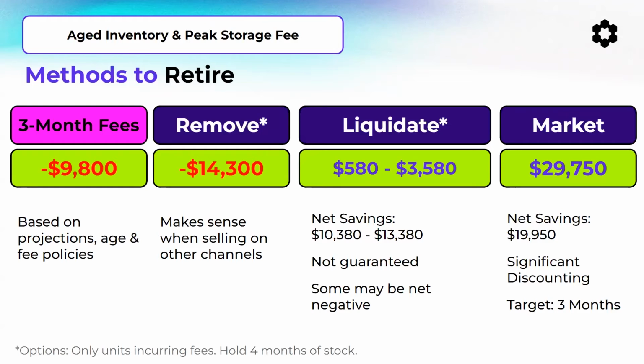And then the other side of that is to know how much of your stock is aging, because stock ages at different times. I may have 1,000 units and only 200 are aging, and the other 800 are at 80 days in age. We don't want to remove that whole 1,000 because it's not going to make sense. It's not all incurring aged inventory fees.